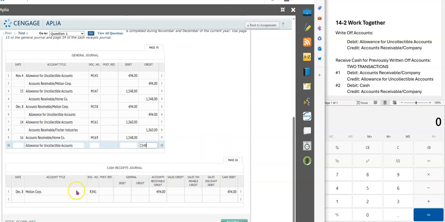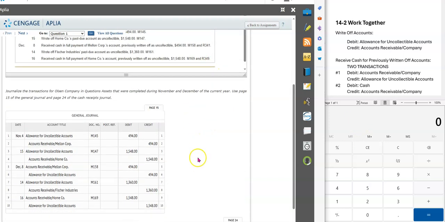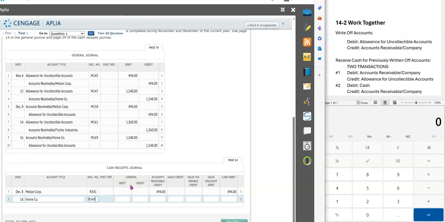So then down in our cash receipt journal, it's still December. It is the 16th. We received money from Horn Co. It was receipt number 349. So our cash amount that we received is $1,548. And again, it comes out of accounts receivable credit, and we only have to write the company name because accounts receivable is already written for us. So click right here, $1,548, and we should be done.